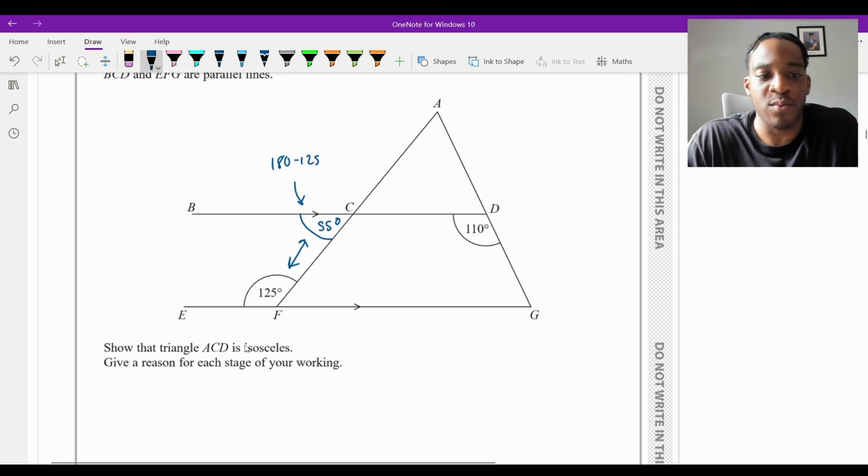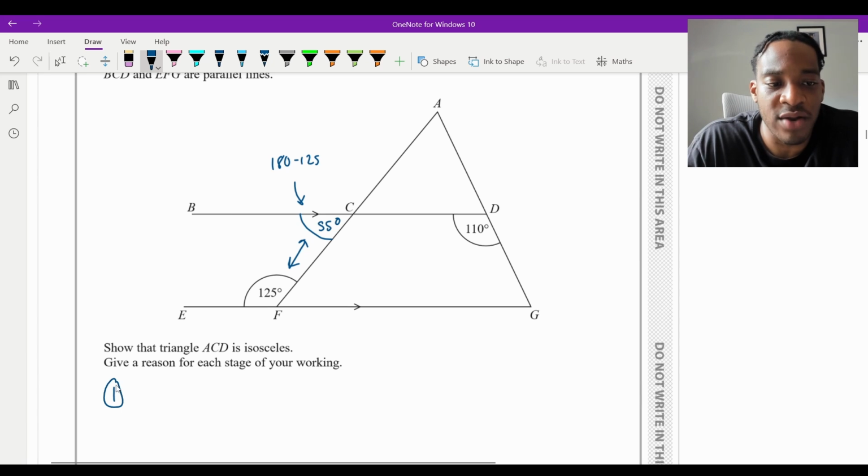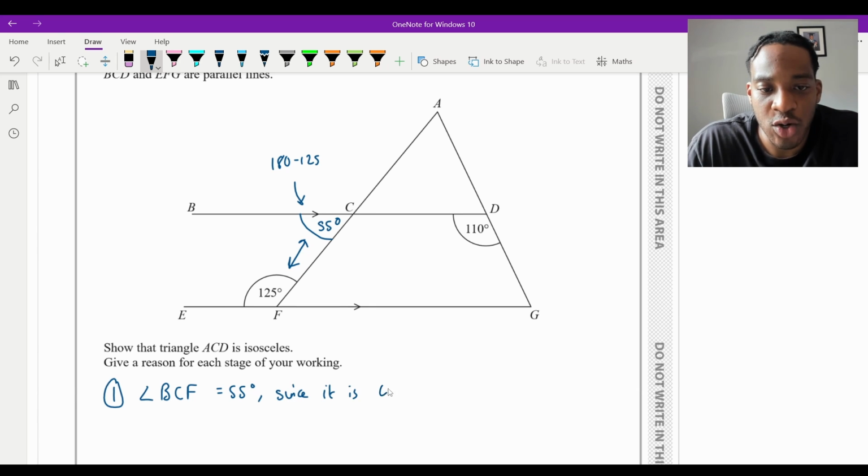So remember, we need to give a reason. I'm just going to say that answer number one is angle BCF is equal to 55 degrees since it is co-interior with the angle EFC.